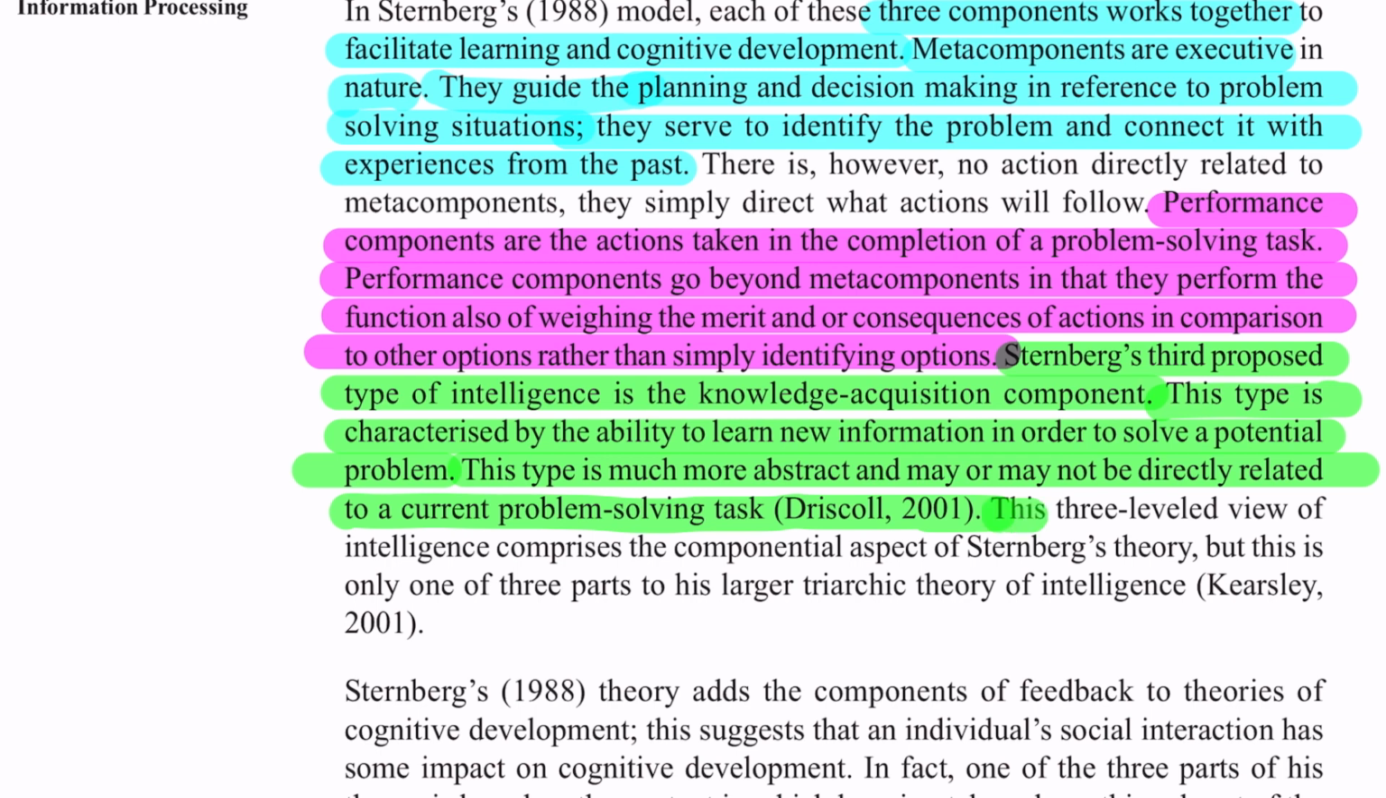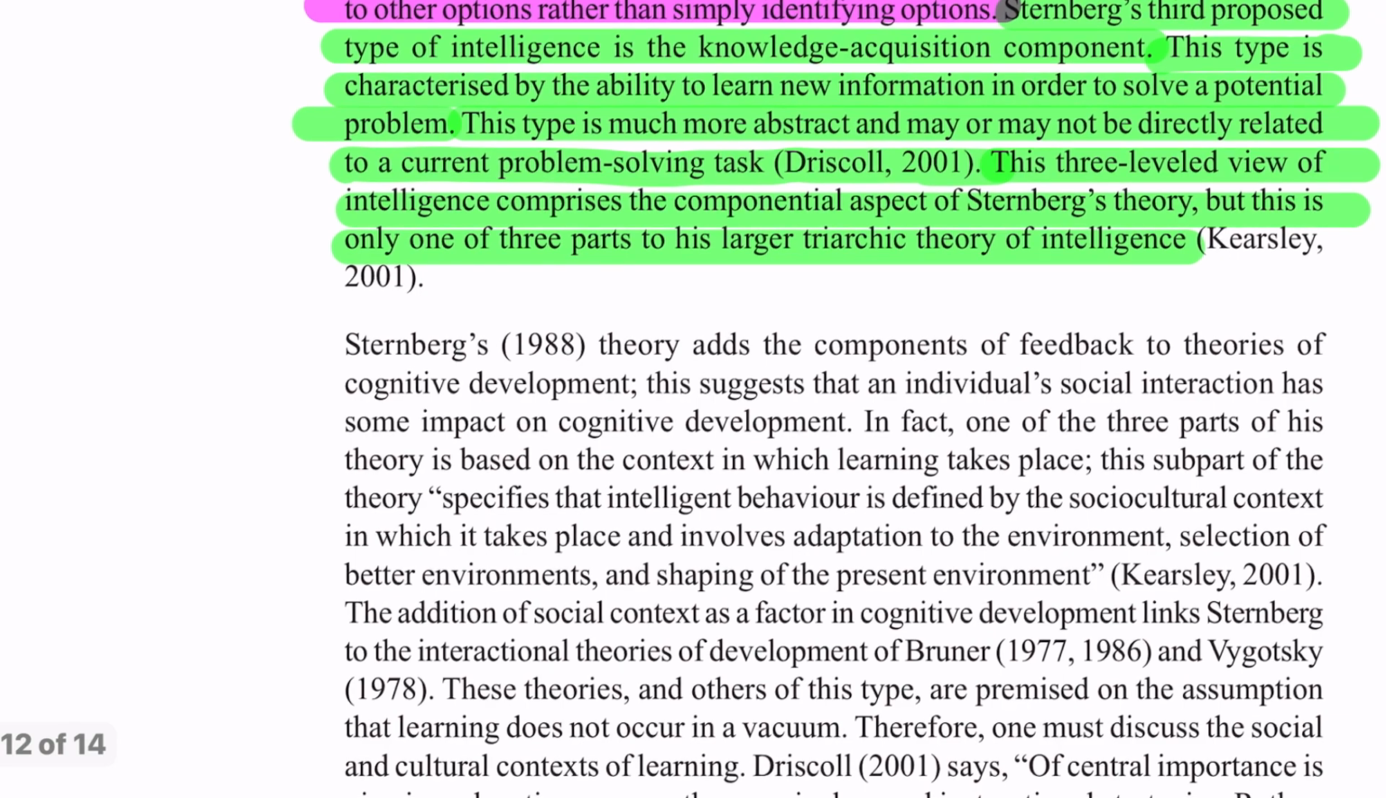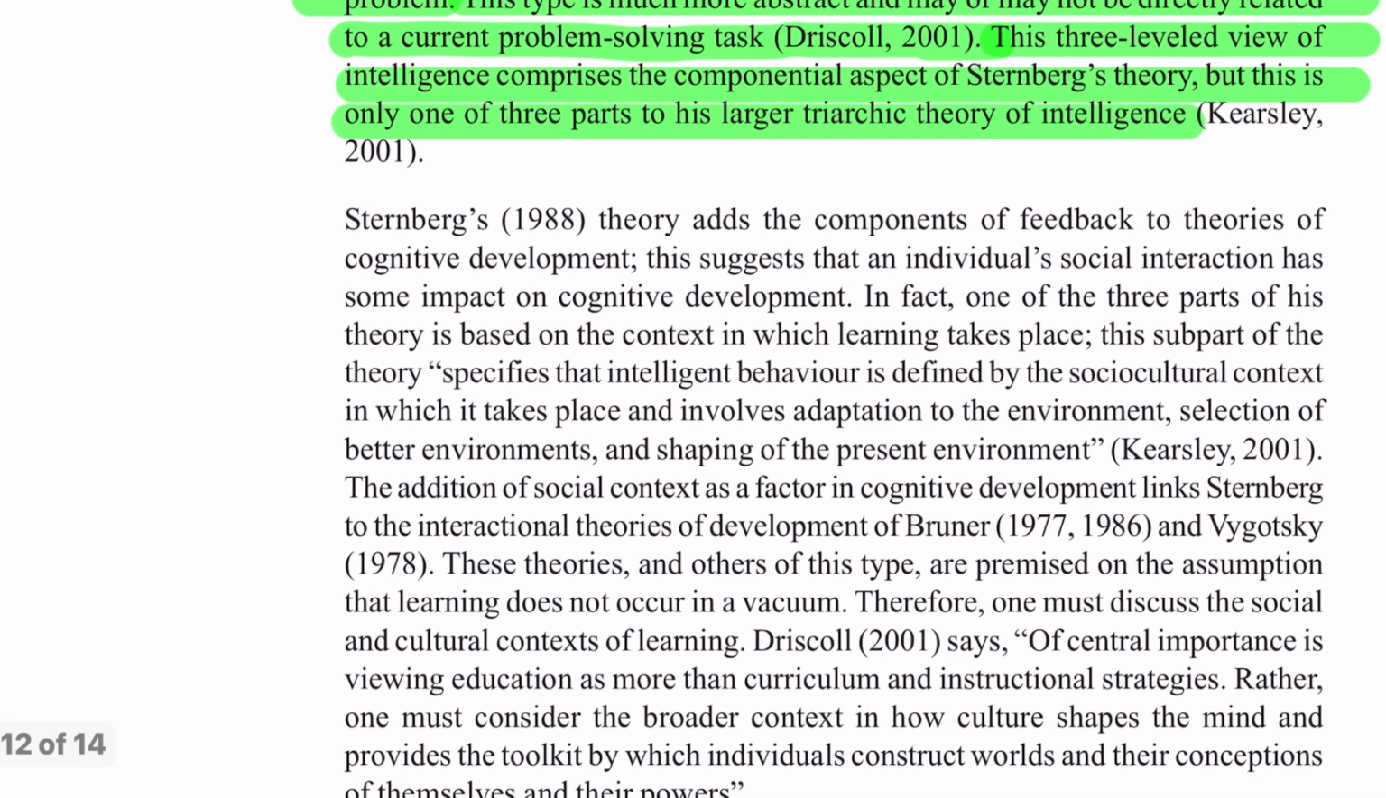So this three level view of intelligence comprises the componential aspect of Sternberg, but this is only one of the three parts of the larger triarchic theory of intelligence. So this was given by Sternberg, about how we process information. Okay. Now we are coming to Sternberg's theory, and I am going into detail because it may come in your exam, as it is very important.